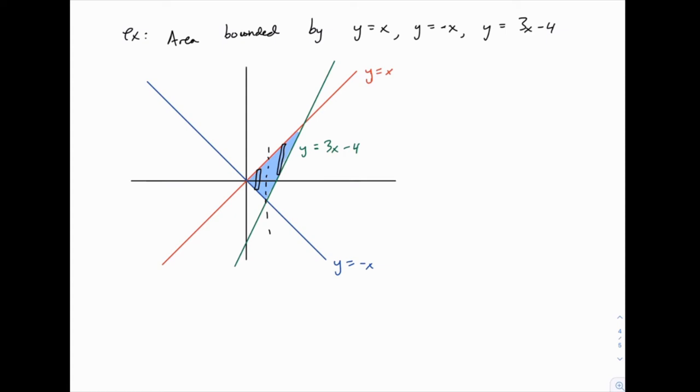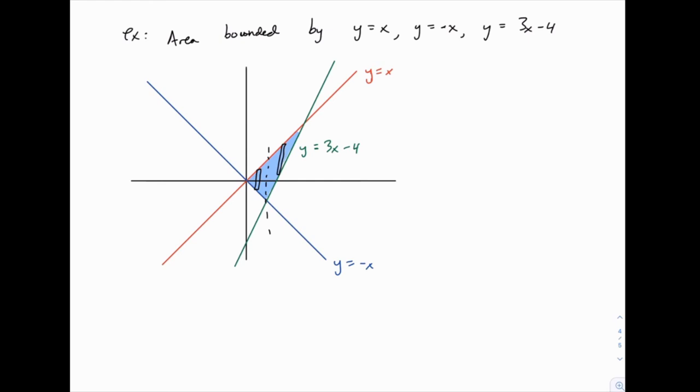Before we do that, I'd like you to think at least briefly about how you would do this if you were going to set up your rectangles horizontally. And I'll mostly leave that to you to figure out. But just think about the fact that, first of all, you'd need to rewrite these functions as x equals functions of y, which would all be pretty straightforward. And then you'll need to think about where to split this problem up and how it would split up.